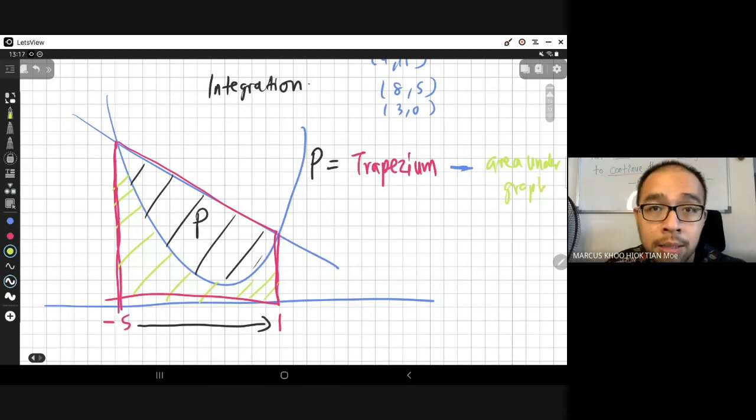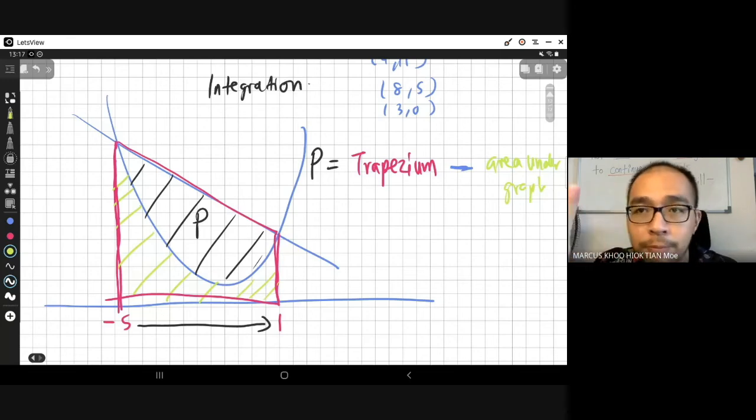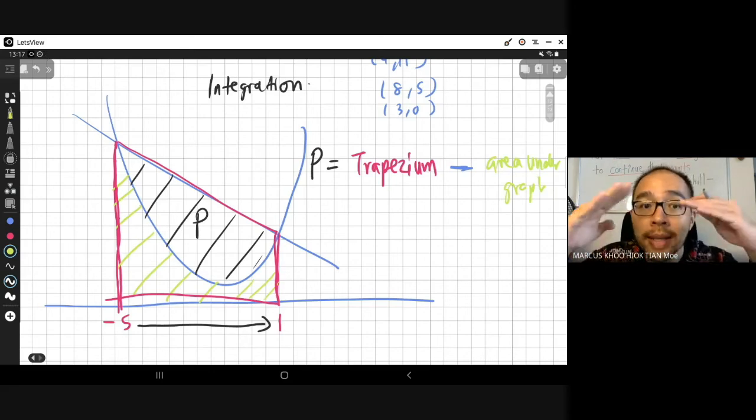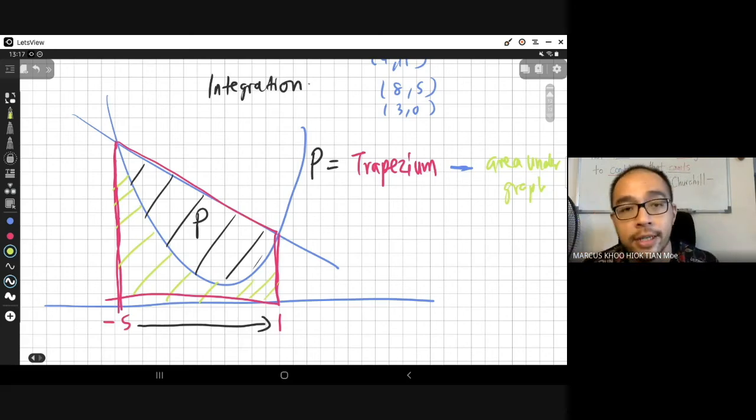Okay, among the most common mistakes students make, the main one is that they just integrate negative 5 to 1 and think that is the wrong answer. Remember, it is always the area under the graph, not above the graph.